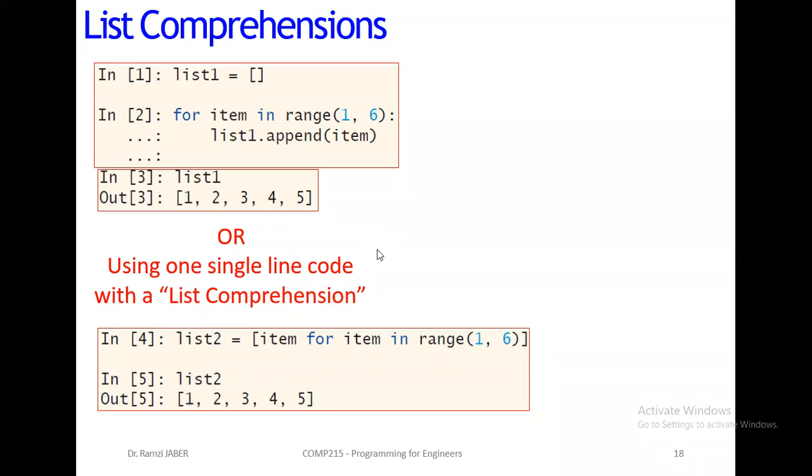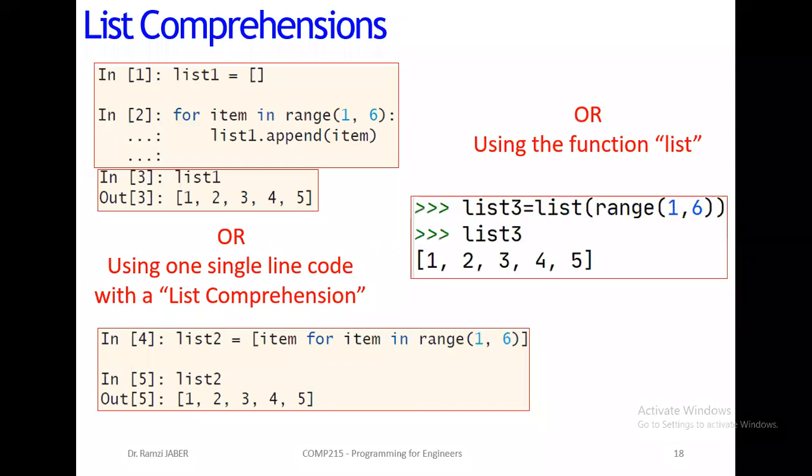Any question? Good. Or you can use the function list. We have the function list inside Python. So list3 equals list, range 1 to 6. If you want to use the function list, list(range(1, 6)), it is the same.